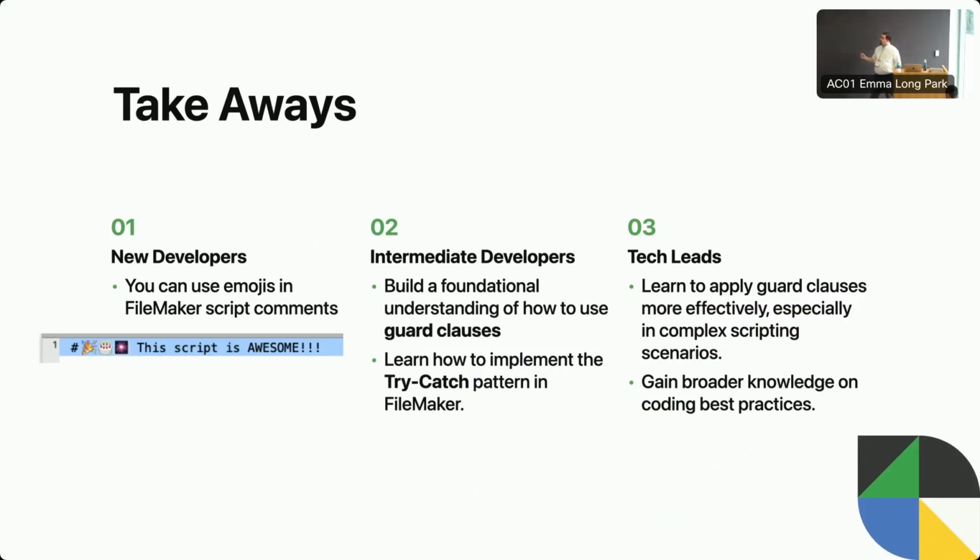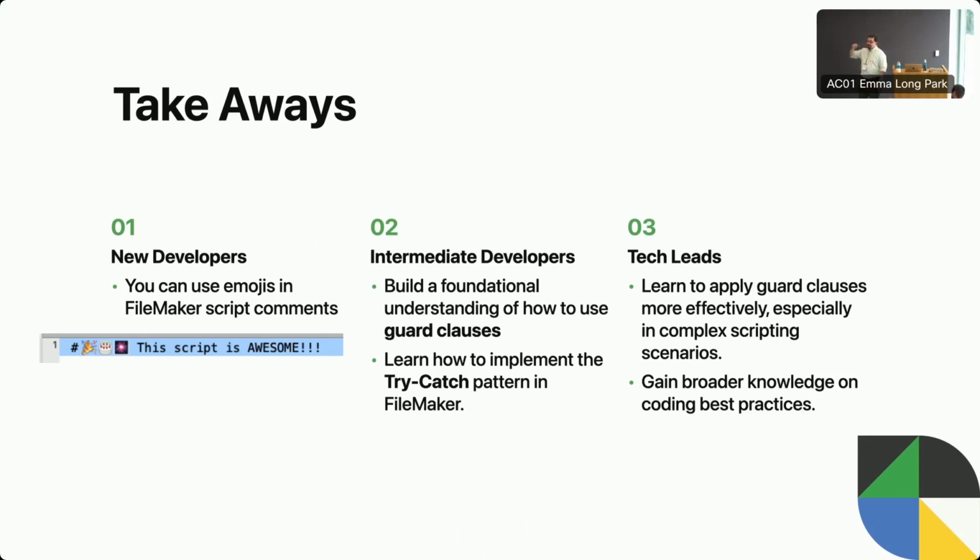So takeaways again. If you're a new developer, use emojis in scripts. You can use them in calculations too. It's a little funky on Windows. It's not as much fun there. If you're an intermediate developer, then hopefully you understand when you're looking at a guard clause now, or better yet, when you're looking at something that should be a guard clause. And hopefully you've got some beginning of understanding of what the try-catch pattern looks like. How can I implement this in FileMaker? How can I do it in a script versus how can I do it in a calculation?